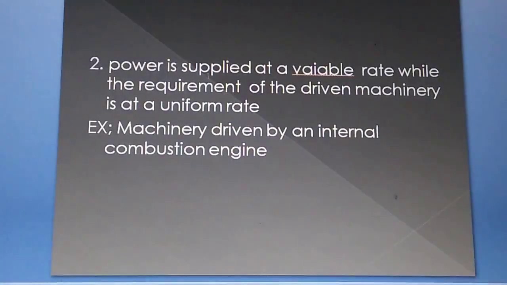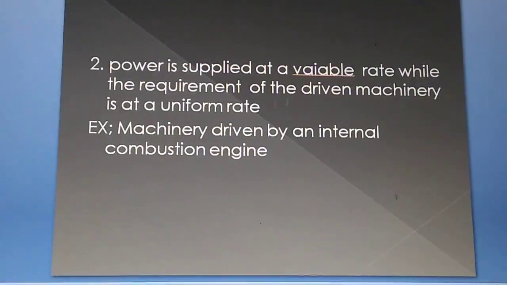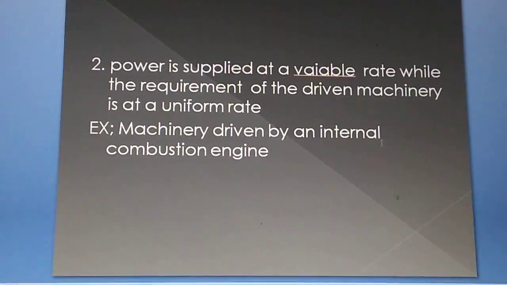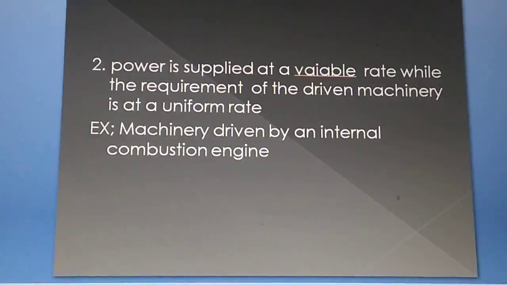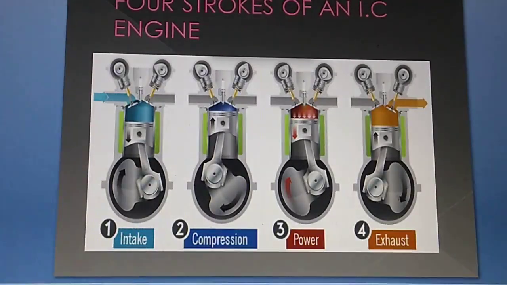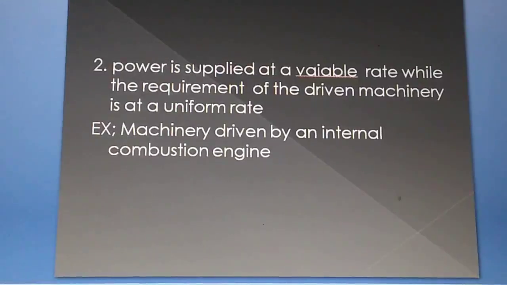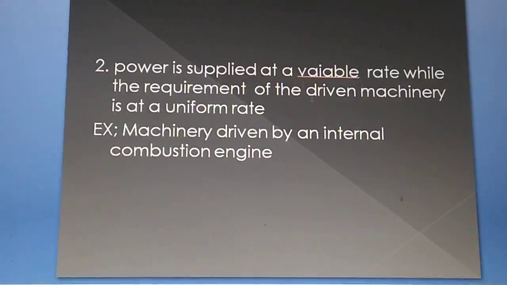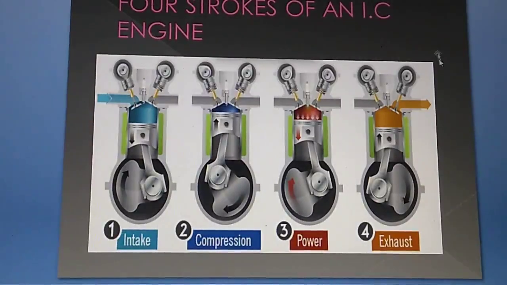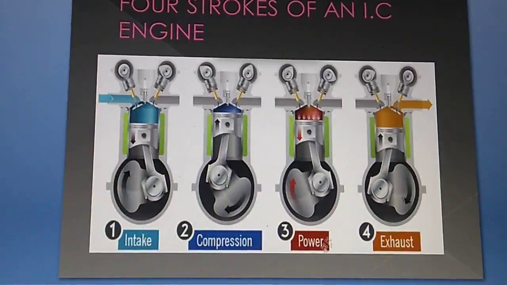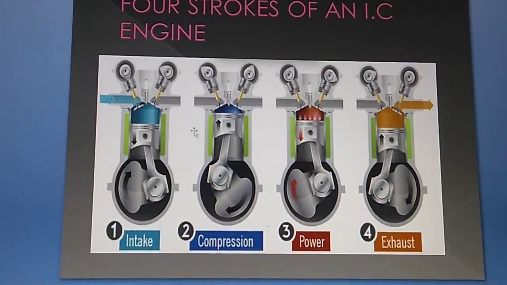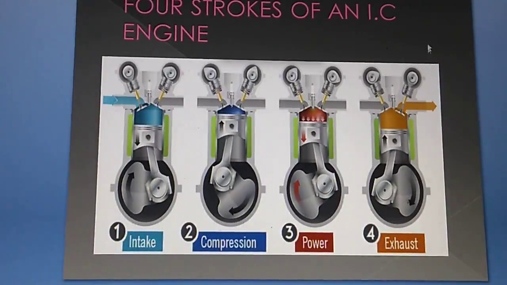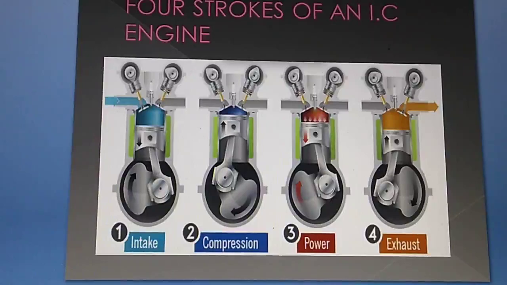The next application is that power is supplied at a variable rate, while the requirement of the driven machinery is at a uniform rate. An example is machinery driven by an internal combustion engine. Here the power is supplied at a variable rate and the requirement is at a uniform rate. In an internal combustion engine, what will happen? In the power stroke only the power will be generated, and the other three strokes remain idle, so that the power will be utilized in these three strokes, that is intake, compression and exhaust.